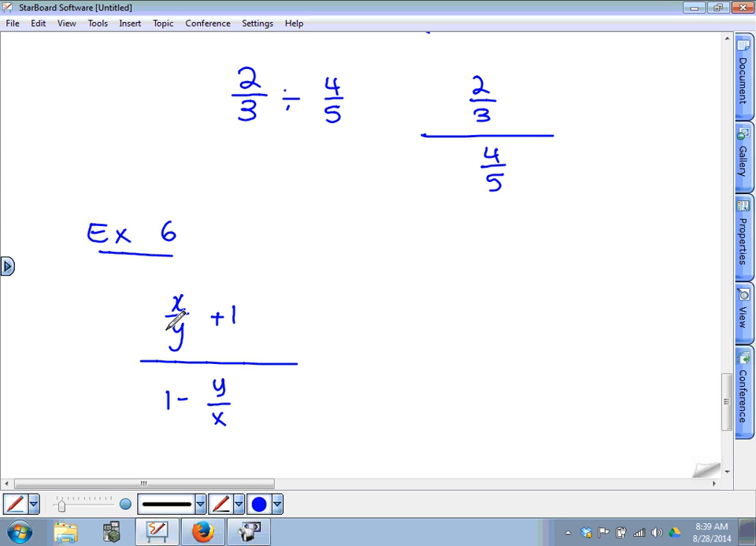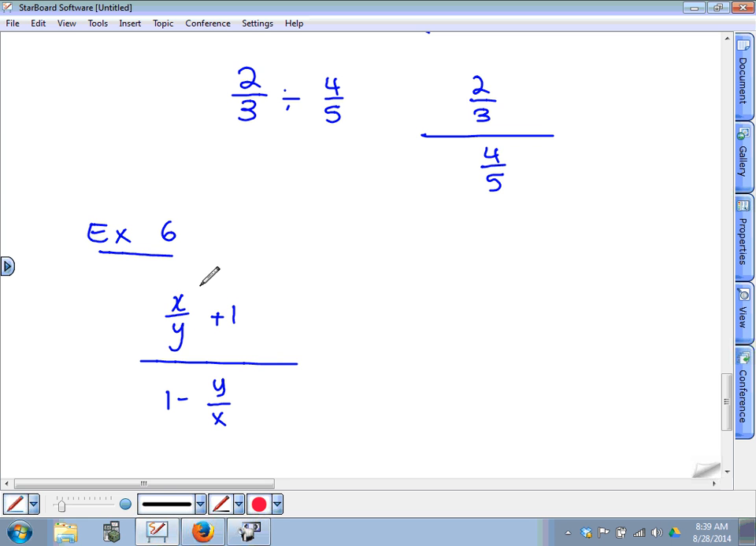is combining this expression right here, x divided by y plus 1, into a single expression. And then the same thing in the denominator, that needs to be combined into a single expression. And then you change this sign right here to multiply. Flip the bottom fraction upside down. Multiply straight across. That's what we're doing. You following? Okay, so let's start.